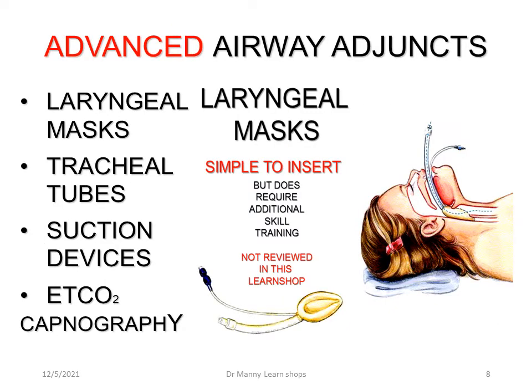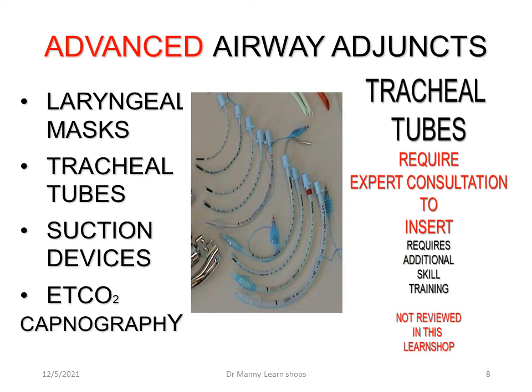Now, when we look at advanced airway adjuncts, we have laryngeal masks, tracheal tubes, suction devices, and end-tidal CO2 or capnography. Typically, laryngeal masks are devices that are simple to insert, but you do need instruction. It does require a little bit of additional skill training, and it's not reviewed in this lecture. You've got tracheal tubes, and these do require expert consultation to insert and additional skill training, also not reviewed in this lecture.